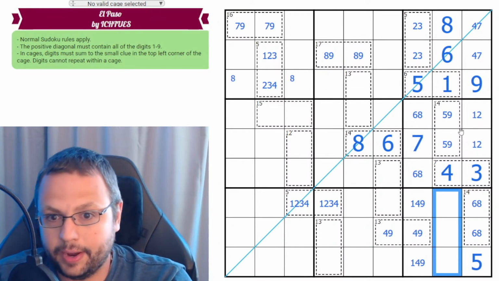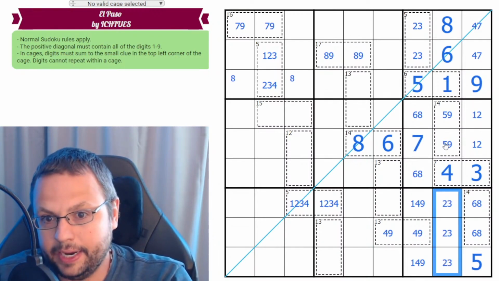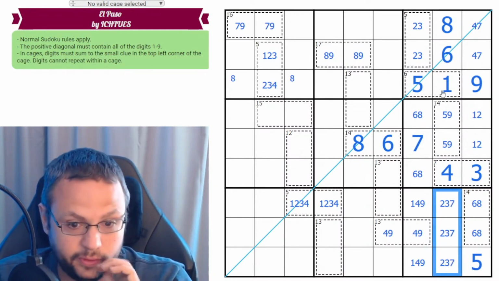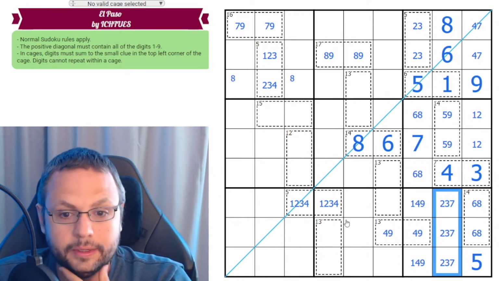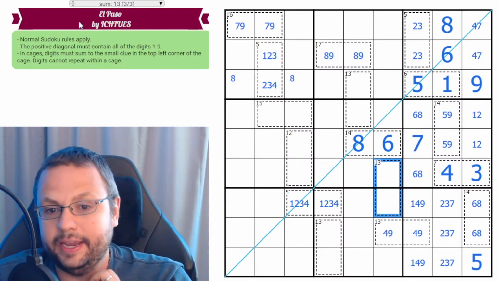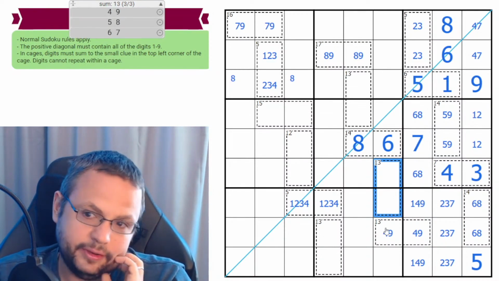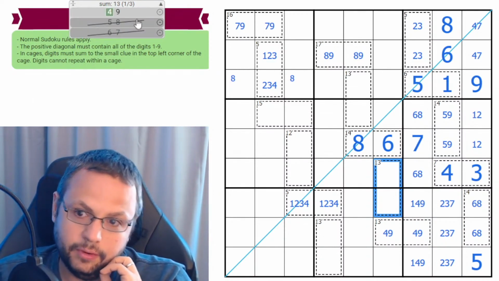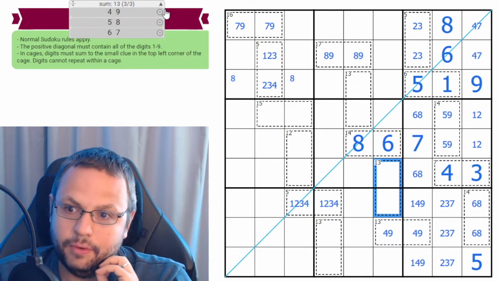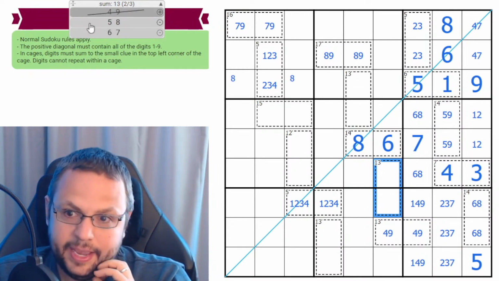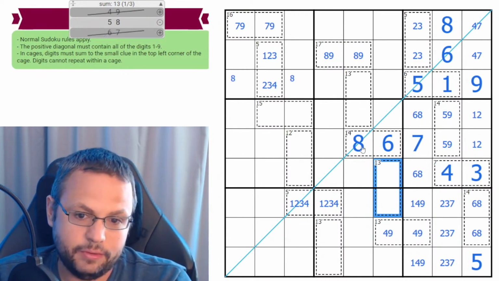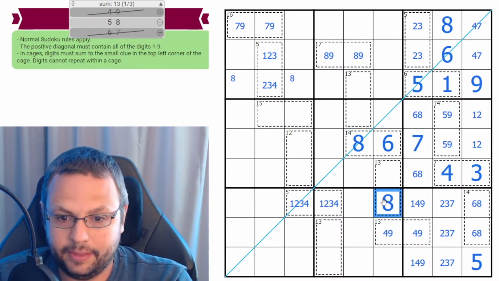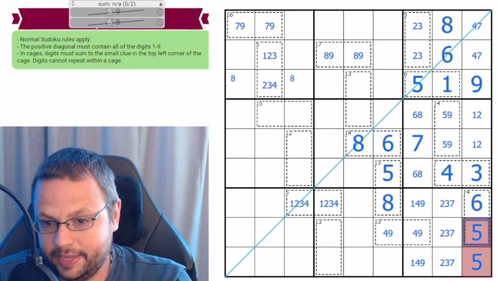These digits, just for the record, are a 2, 3, 7. Just for posterity's sake. Now this 13 cage is fixed. Because if I look at the options, it's not 4, 9, because it's got a 4, 9 below it. And it's not 6, 7, because it's got a 6 above it. So this is a 5, 8, and I know the order because of that 8. So that's the 8 and the 5, and the 6 and the 8.